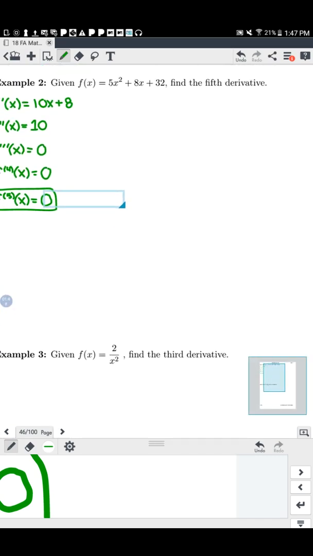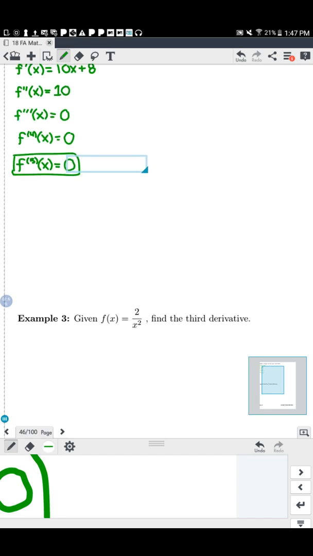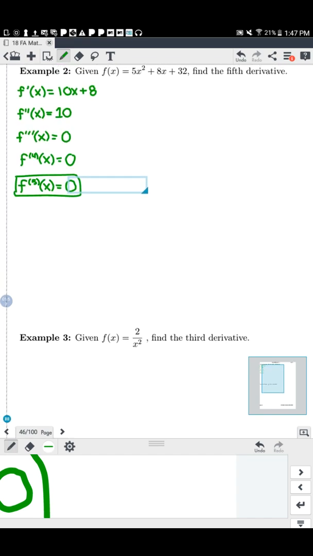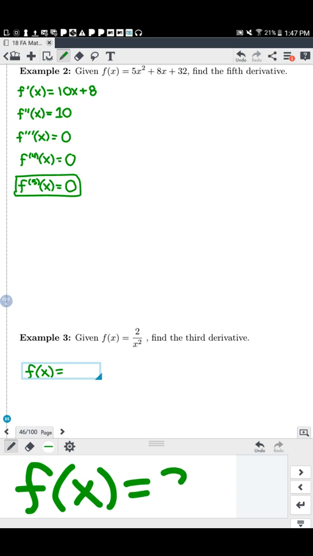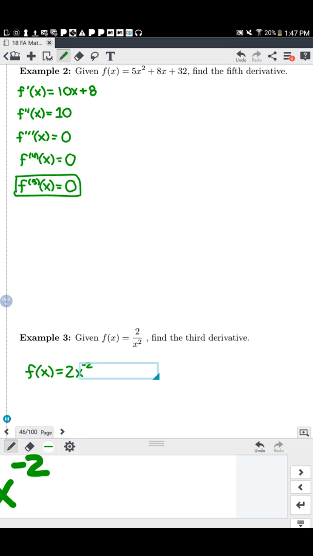Let's do that again, but with a less easy example. Let's say we don't have a polynomial. In example 3, we have f of x is 2 over x squared. So the first thing we want to do is rewrite this. I'm just going to take a second and write f of x all over again. This is 2x to the negative 2.